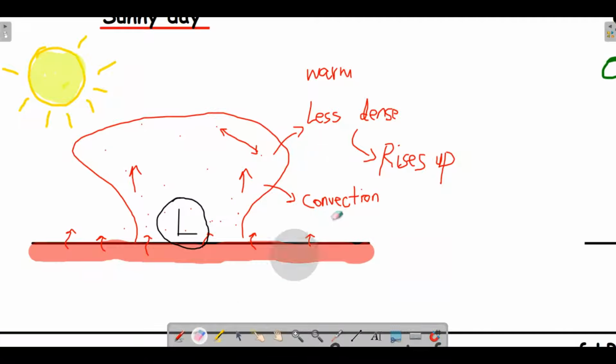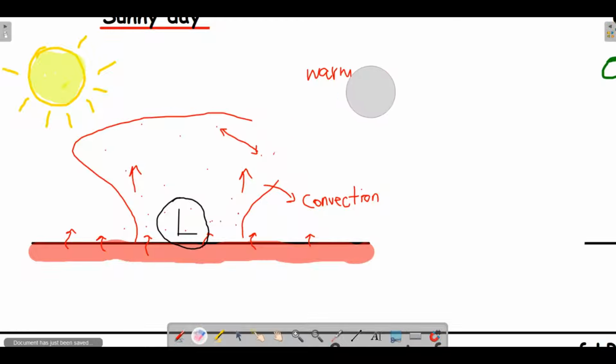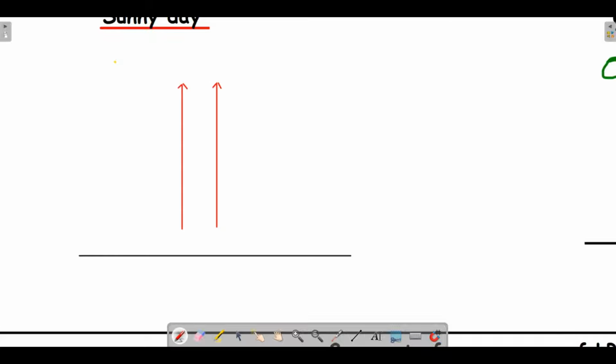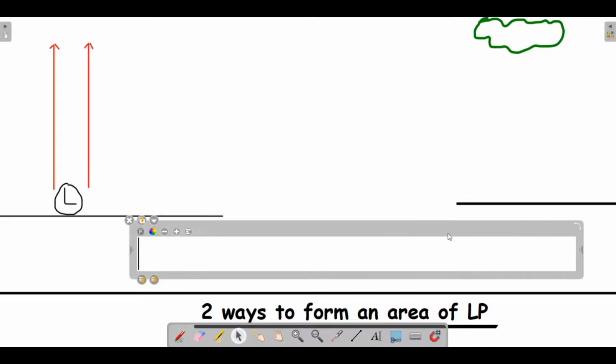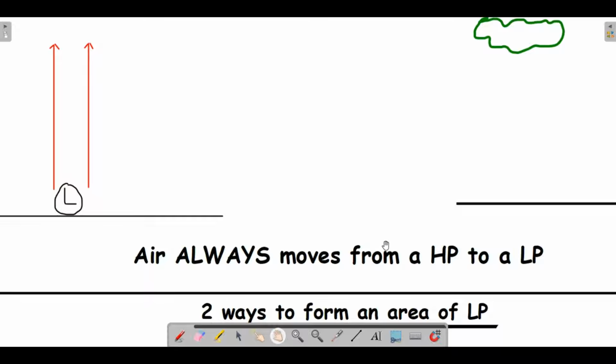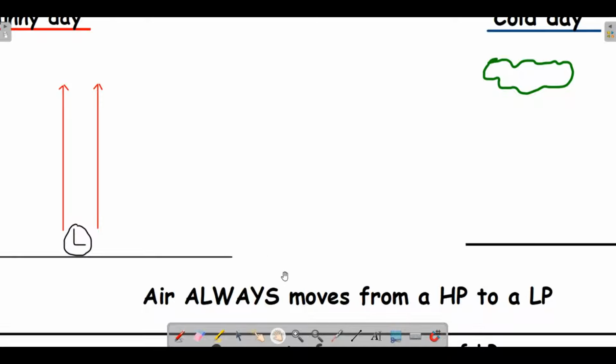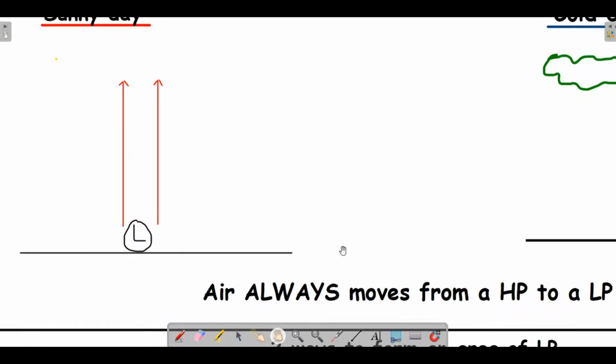Now I'm going to erase all of this and draw it in a much simpler way, right? So I'm going to have my surface over there. Let me actually place it here. Over here we have warm air rising up, and we said that we have an area of low pressure created on the surface, on the ground, right? We know that air will always move from an area of high pressure to an area of low pressure. That is a very important principle in geography. And the force that makes air move from an area of high pressure to an area of low pressure is the pressure gradient force, right?